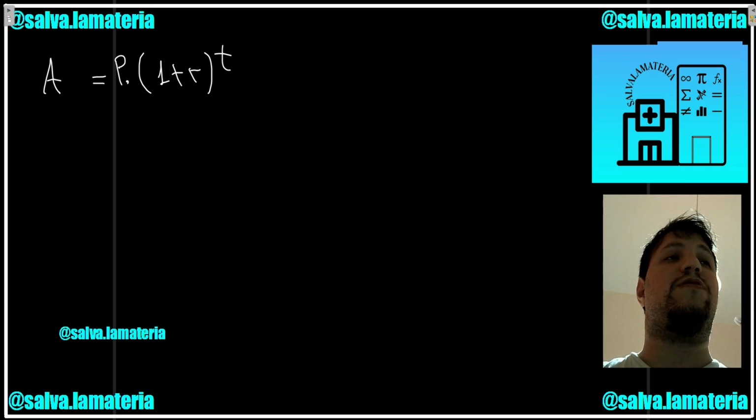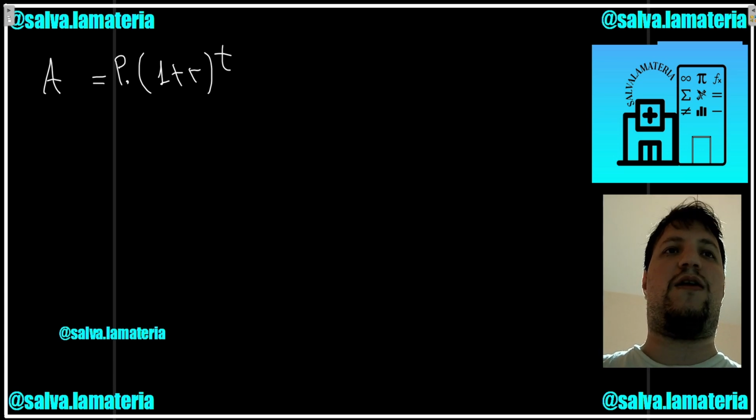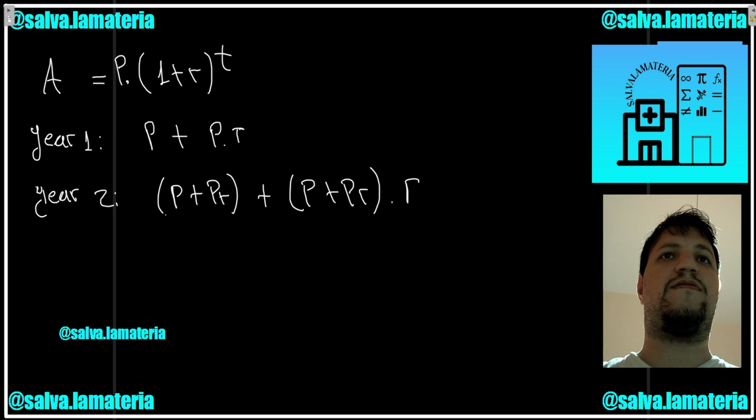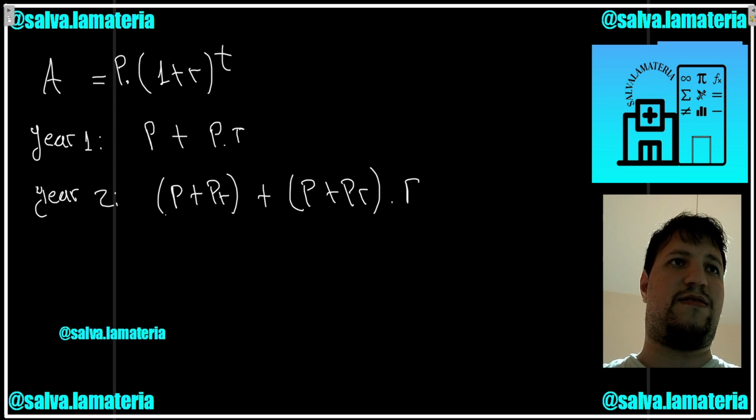First of all, we need to understand what is going to happen year after year so we can understand how to derive a formula. The first year is the principal amount plus the principal amount times the rate. The second year is a little bit different. It's the principal amount plus the principal amount times R, because the amount I already accumulated the first year is multiplied again by R, by the rate.